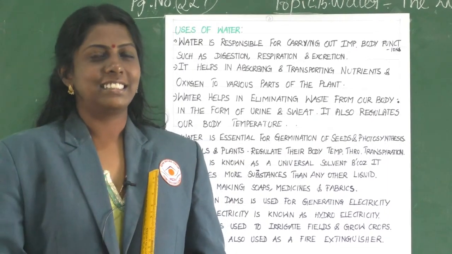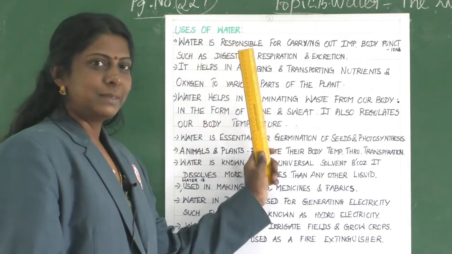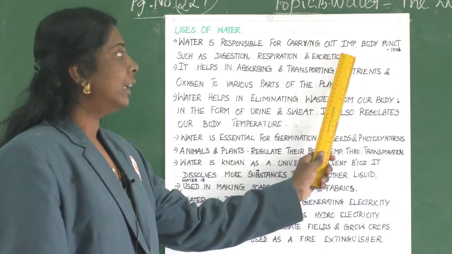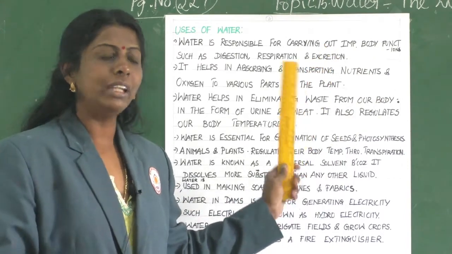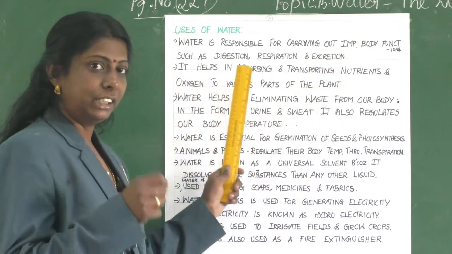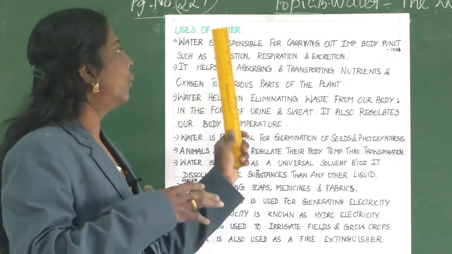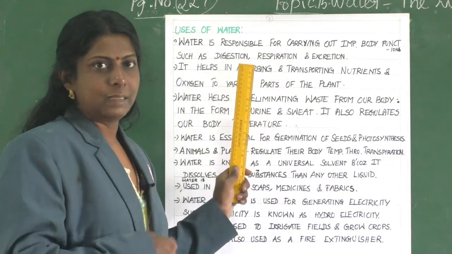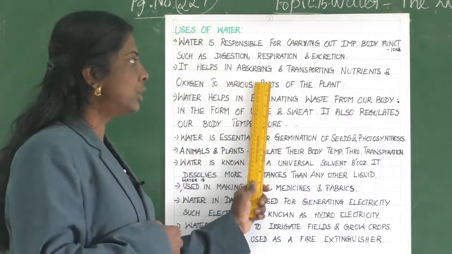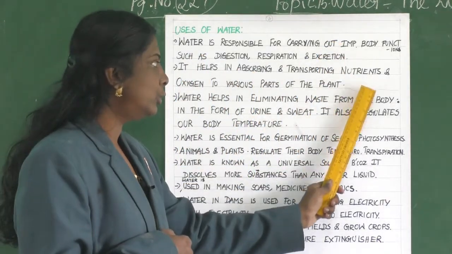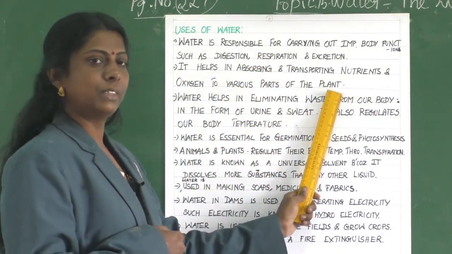Children, now let us learn about uses of water. Water is responsible for carrying out important body functions such as digestion, respiration and excretion. For all these processes, water is highly essential. Clear? Then it helps in absorbing and transporting nutrients and oxygen to various parts of the plant.